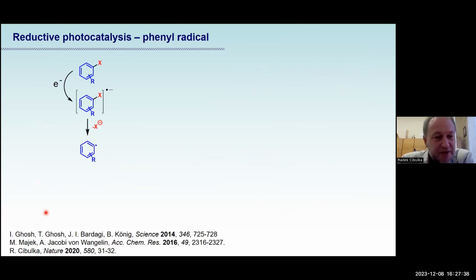when I would like to explain why reductive catalysis is important and for which reactions. Of course, we have plenty of reductions in organic chemistry, and many of them are done with very strong reducing agents like alkali metals and so on. And one of the aims of chemists is to generate the phenyl radical from any aromatic species by one-electron reduction.